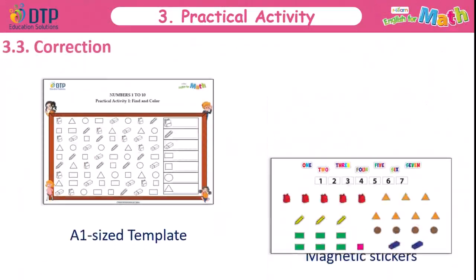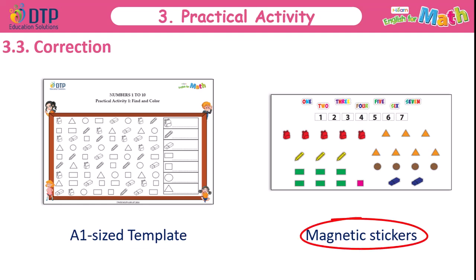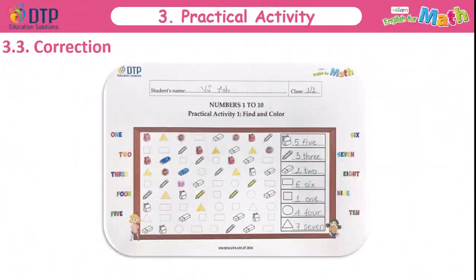Once your students have completed the activity, use an A1 sized template and place it on the board. Have the students come up and use magnetic stickers to practice by placing them on the template according to the answers. This hands-on practice will help reinforce the learning. And after this practice section, move on to the correction phase here. Show the correct answers on the PowerPoint and review them with the class. Encourage students to compare their work with the answers and make any necessary adjustments.